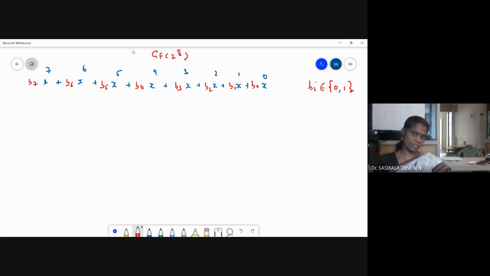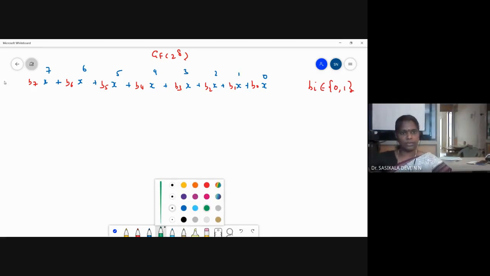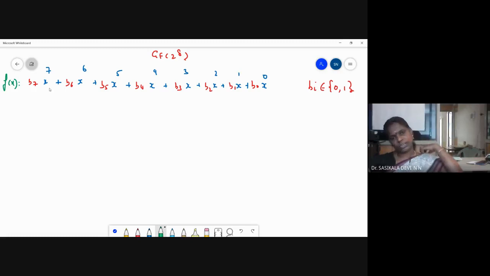Simplification for multiplication. So GF of 2 power 8 group element. Let's represent that polynomial or group element like this, f of x. If the particular coefficient is 0, the entire term will be 0.